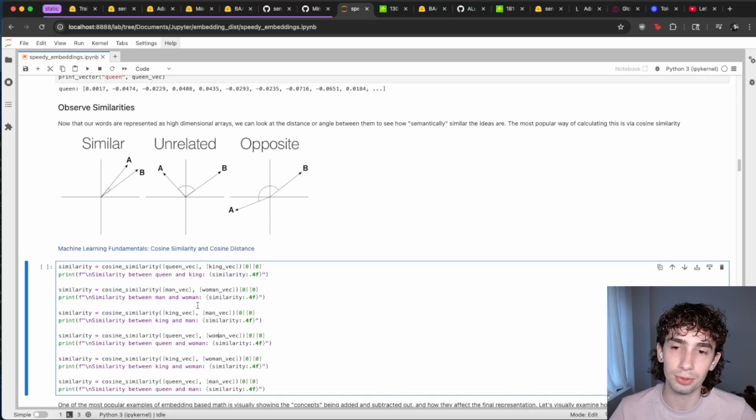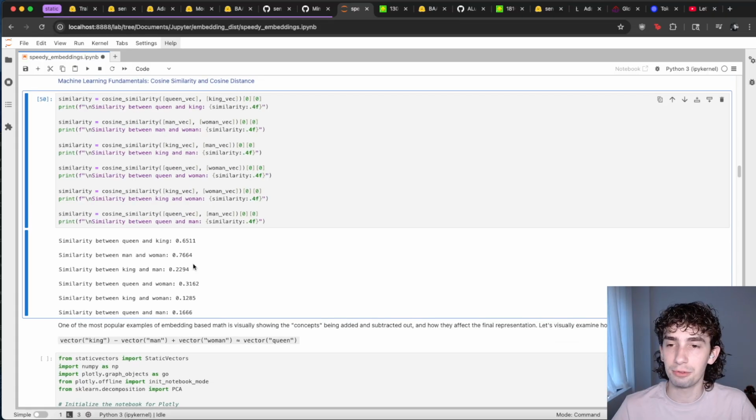So we can pop these vectors in and calculate the cosine similarity between them. We'll see that in our example, queen and king are about 65% similar, man and woman are about 76% similar, king and man are calculated to be about 22% similar, queen and woman about 31%, but then king and woman are going to be a little less similar, and queen and man a little less similar.